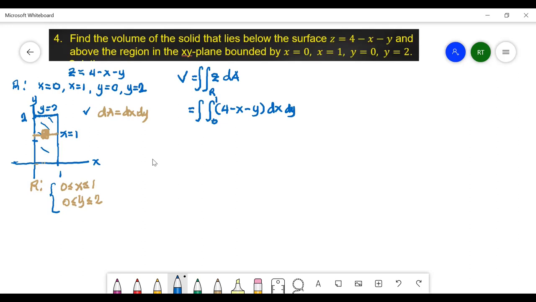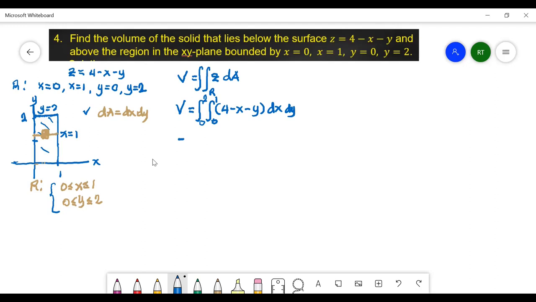So, what about y? Y will go from? 0 to 2 po. 0 to 2. Okay, and this is the volume of the solid. Na-set up na natin. Pag na-set up na natin, wala nang problema kasi we know how to evaluate double integrals.